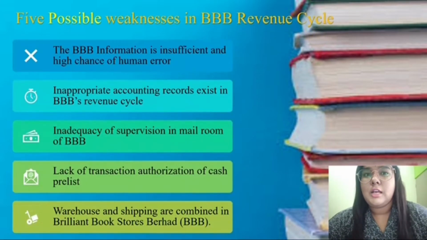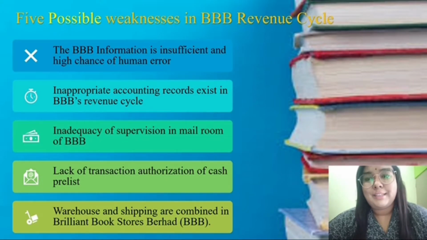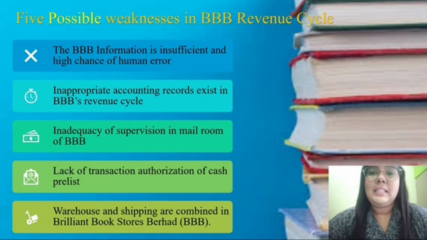Next, we will move to the next part, which is five possible weaknesses in BB's revenue cycle. If you can see, there are five types of possible weaknesses. The first one is that the BB information is insufficient and there are high chances of human error.